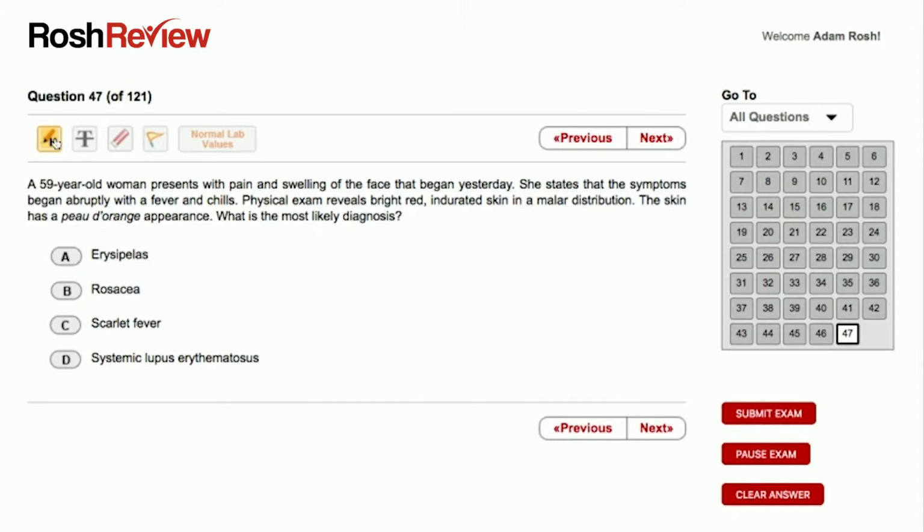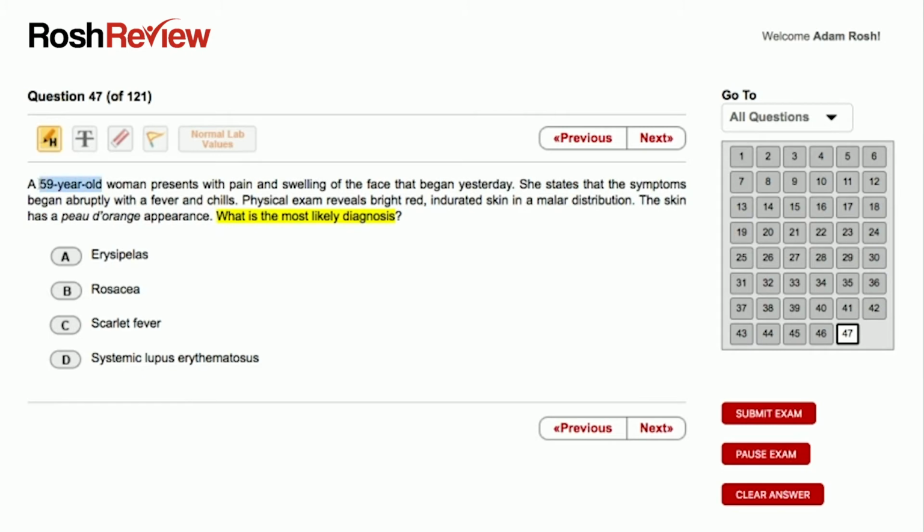All right, so answer choices are A, erysipelas, B, rosacea, C, scarlet fever, D, systemic lupus erythematosus. So this is a great question. It's pretty straightforward though. Our lead-in is what is the most likely diagnosis. So we need to dissect the information that's given to us and come up with the most likely diagnosis here.